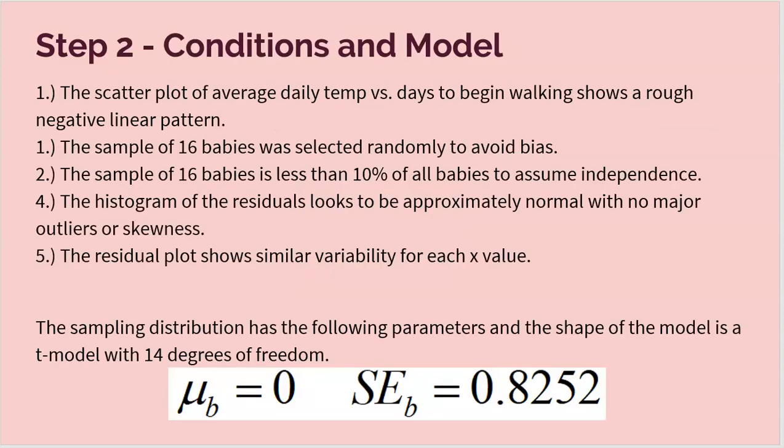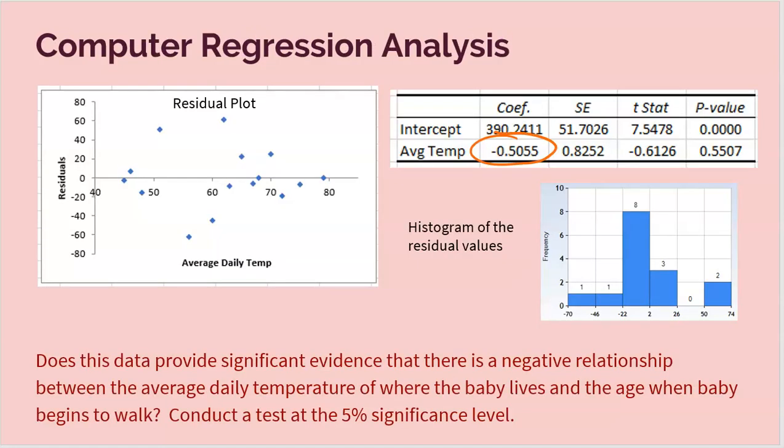All right. So the conditions are that the scatter plot did show a rough linear pattern. It wasn't beautiful, but I did see a linear pattern, I guess. It wasn't a giant curve, at least. The sample of 16 babies was selected randomly to avoid bias. The sample of 16 babies is less than 10% of all babies, to assume independence. And the histogram of the residuals, again, was approximately normal. Again, there's only 16 babies here.